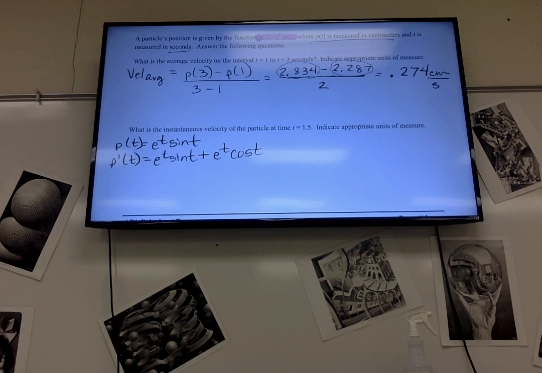Wait, would it be negative? No. Wait, no. Okay, cosine. So P prime of 1.5, you just plug that in.